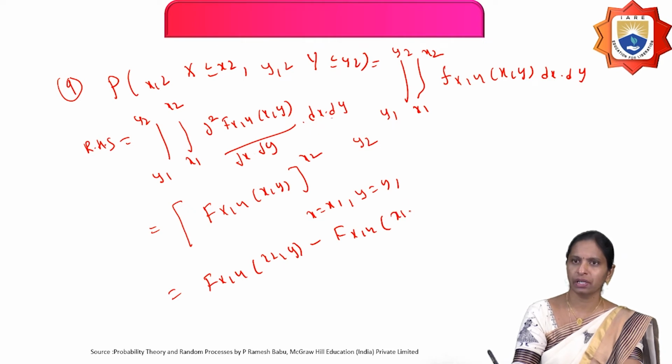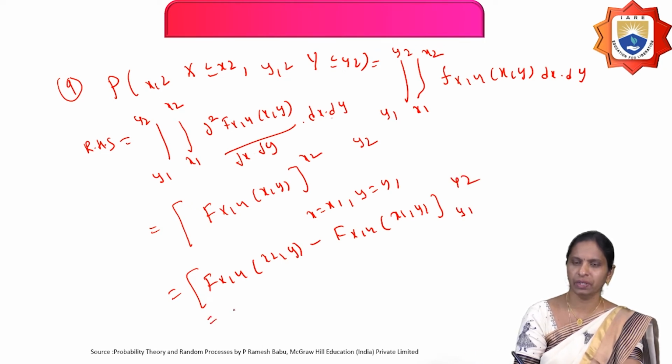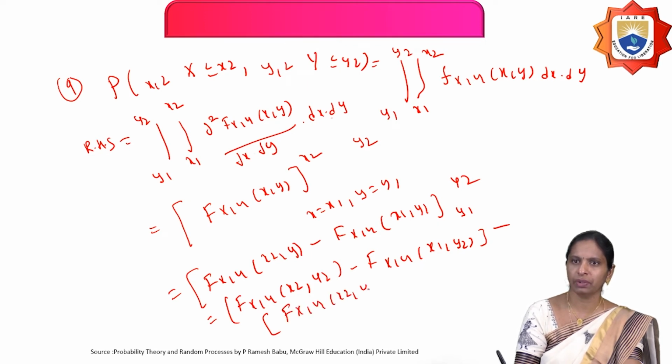x1, so x1 comma y. And what are the limits of y here, from y1 to y2? Now we substitute the y limits, then what can you obtain here? FXY of x2 comma, what is the upper limit here? y2. So, FXY of x2 comma y2 minus FXY of x1 comma y2, minus of, what is the lower limit here? In place of y, y1 is the lower limit. Then you substitute here. So, FXY of x2 comma y1 minus FXY of x1 comma y1.